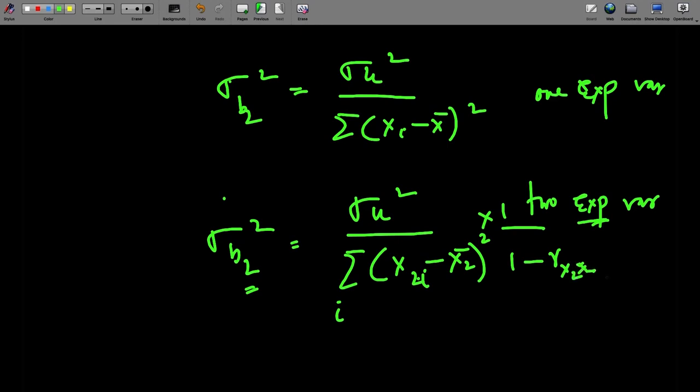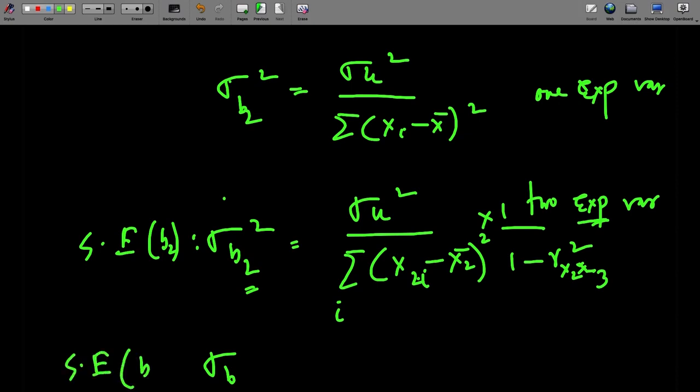Here r x2 x3 is nothing but the correlation coefficient between the two variables x2 and x3. Similarly, if I have to write the sigma square value for beta 3, the standard error, this is nothing but the standard error for beta 2, and it has this formula. Similarly, I can write the standard error for beta 3, which is the coefficient for x3, and that is going to be beta 3 square.